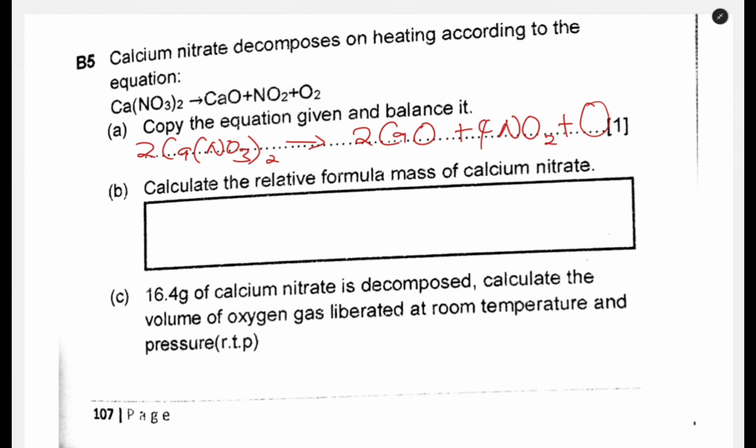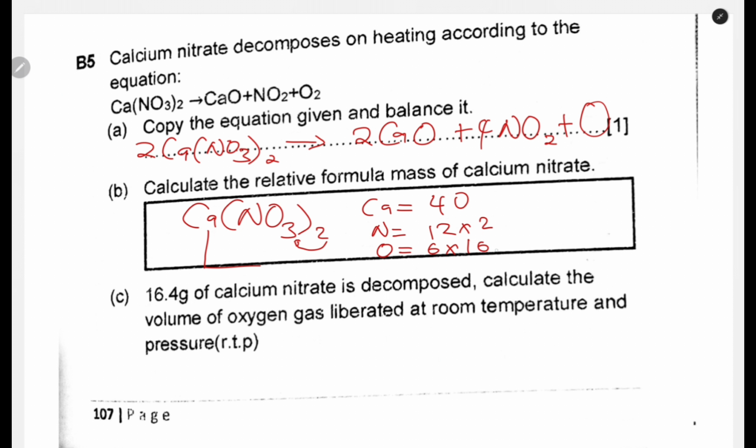Then calculate the relative formula mass of calcium nitrate. What is the relative formula mass of calcium nitrate? You just look at it. For calcium, what is calcium? 40. Then here you have nitrogen, but there are 2 multiplied by 2. Then oxygen, this is 6, so oxygen is 6 multiplied by 16. 6 multiplied by 16 is 96.